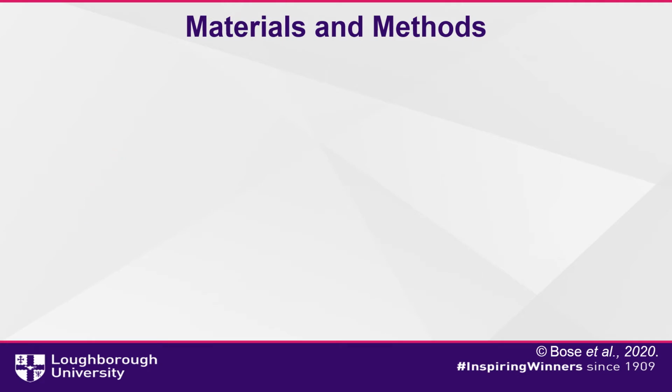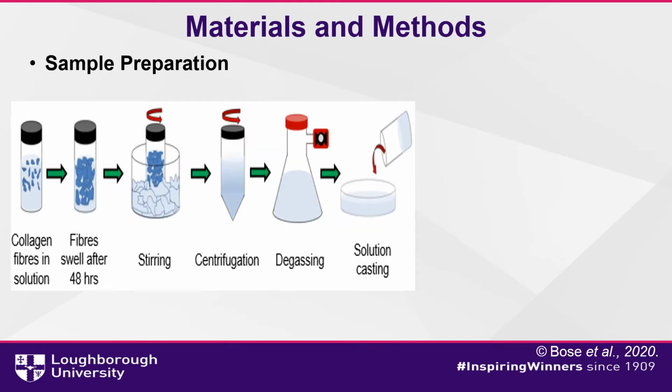Materials and methods. Sample preparation. Collagen procured from bovine Achilles tendons were used to prepare solutions which were stored at 2 to 6 degrees Celsius for 48 hours. Next, the solution was stirred for a few hours, which was followed by centrifugation and degassing. Finally, the solution was casted and left in fume hood to dry. After a couple of days, a nice, easily peelable collagen film was obtained.